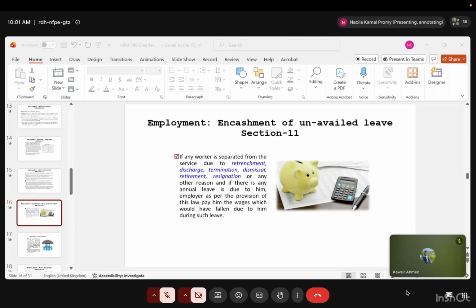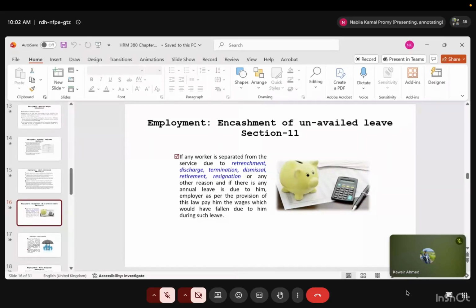I'm extremely sorry. So যেটা বলছিলাম, let me get back to the slides. So it says that if any worker is separated from the service due to retrenchment, discharge, termination, dismissal, retirement, resignation, or any other reason, and if there is any annual leave due to him, the employer as per the provision of this law shall pay him the wages which would have fallen due to him during such leave.